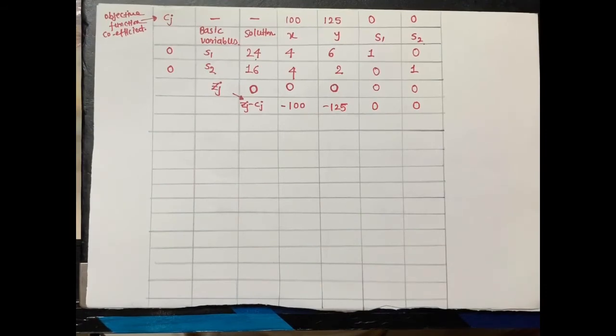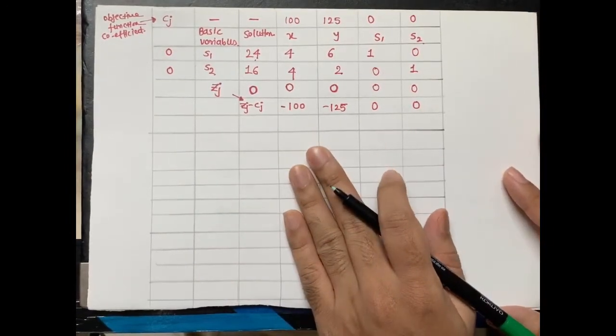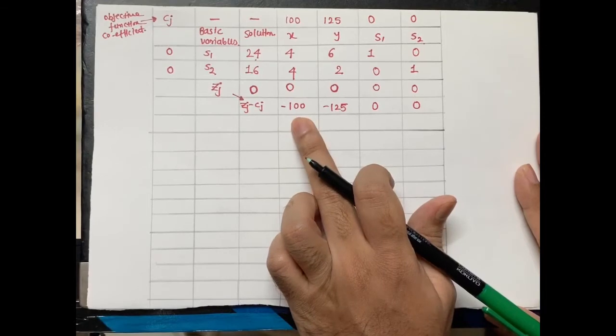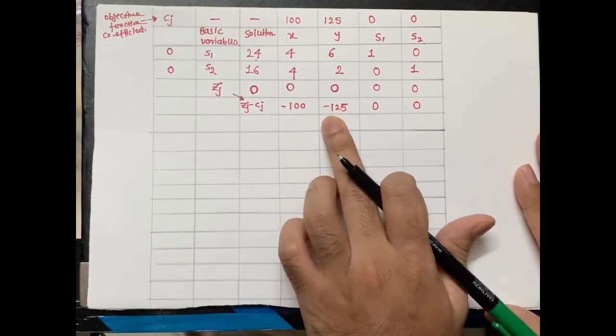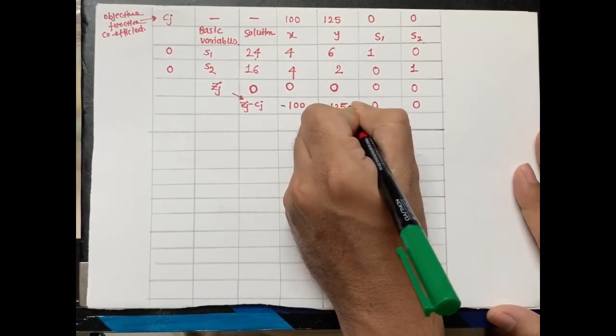Now, at this stage, after this much exercise, I require to find out which variable is my incoming variable. The incoming variable can be identified from this Zj minus Cj. The lowest most value of Zj minus Cj is considered as the incoming variable. The lowest most values here are minus 100 and minus 125. Among these two, the lowest value is minus 125. So, this is my incoming variable.